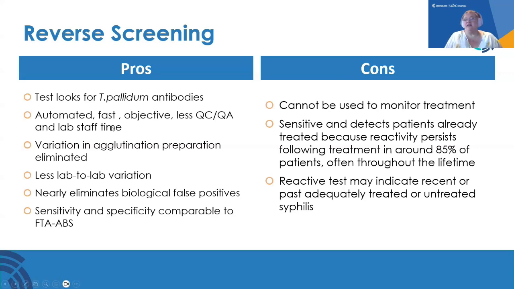It's automated, it's fast. Especially when you're doing a lot of these tests, you do want to use the reverse screening. There's less lab to lab variation, and it nearly eliminates biological false positives. If it senses the antibody, then either they had syphilis in the past or they haven't. Now, the con is it's only going to tell you a yes or no answer, reactive or non-reactive. It's not going to give you the level of infection in the bloodstream that you can then monitor for adequate treatment.